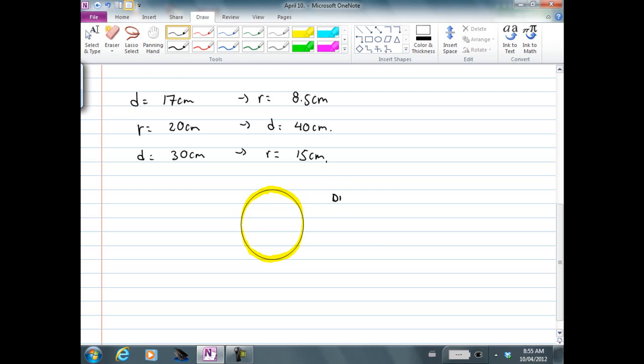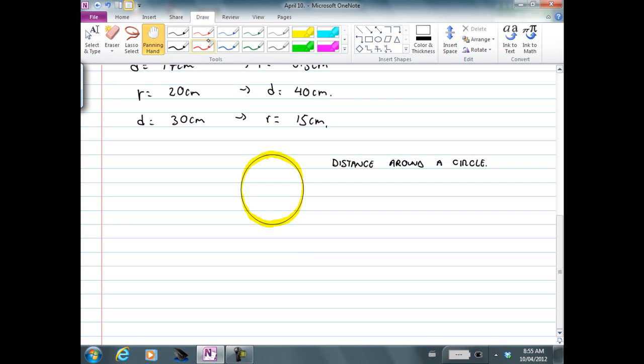This is distance around a circle. Normally, we call that perimeter of a circle. But in circle terms, there is a more mathematical term instead of perimeter. It starts with the letter C. Circumference. Circumference of a circle is correct.